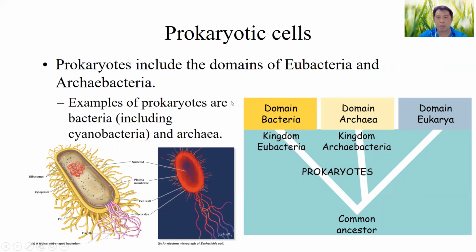Prokaryotes refer to the organisms in the domain Bacteria and the domain Archaea. Examples of prokaryotes are the bacteria, including the cyanobacteria, and the archaea. The bacteria and the archaebacteria are different. After the domain will be the kingdoms. So there is the kingdom Eubacteria and the kingdom Archaebacteria. For the domain Eukarya, they have another 4 different kingdoms.